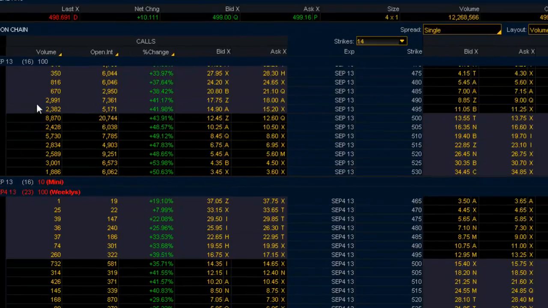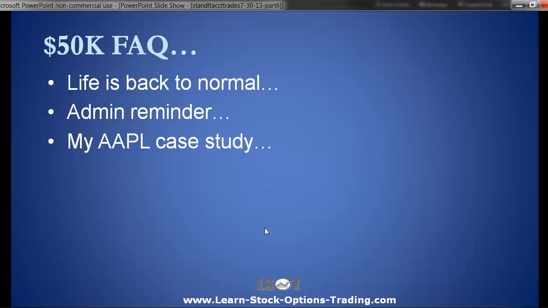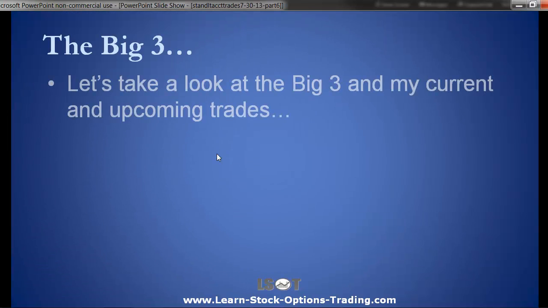Plus these 16 days have a little bit more open interest. So that's what we're looking at for Apple to continue playing out that technical pattern. I think it is the bottom. So now what I want to do is look at the big three, as well as my current and maybe any upcoming trades I want to make here.